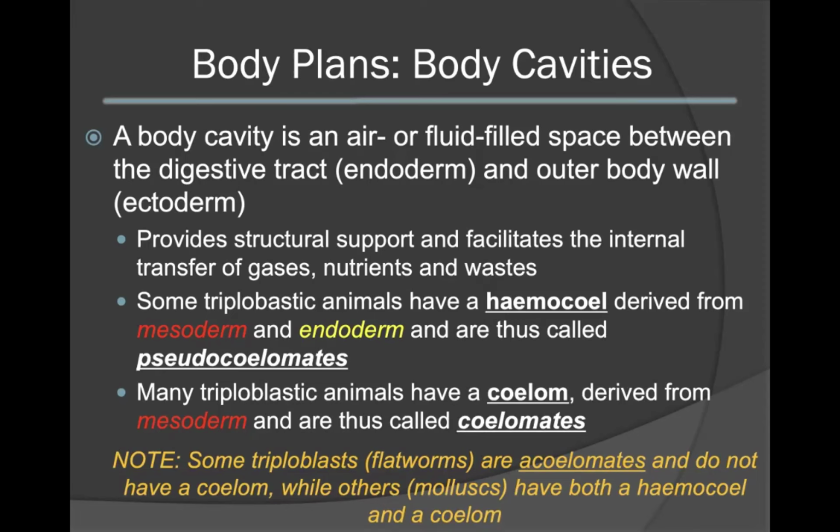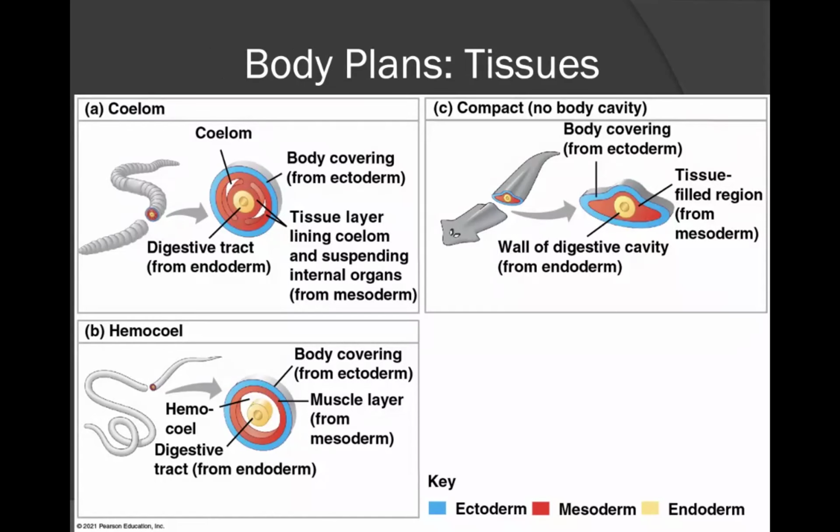Also note that some triploblasts, such as flatworms, are considered to be acoelomates. This means that they do not have a coelom or body cavity. In addition, some other animals, such as mollusks, can have both a hemocoel or fake cavity as well as a true cavity or coelom.